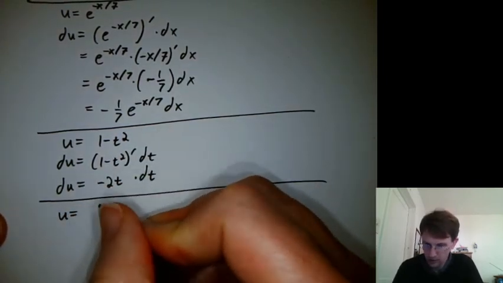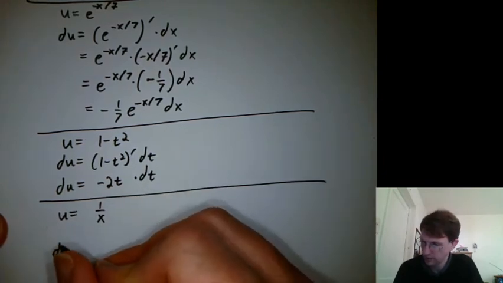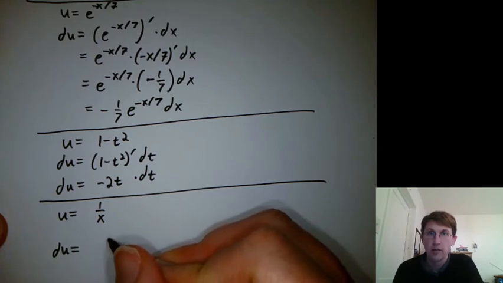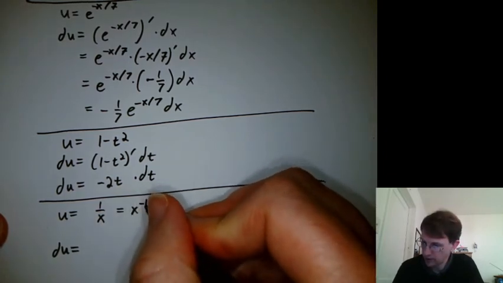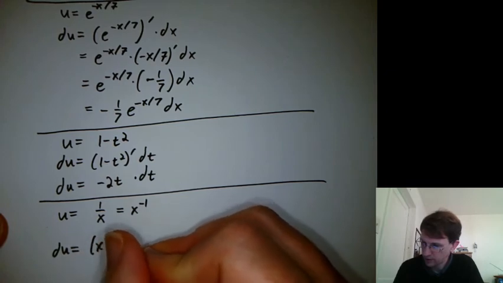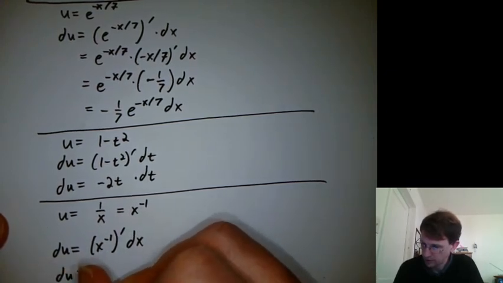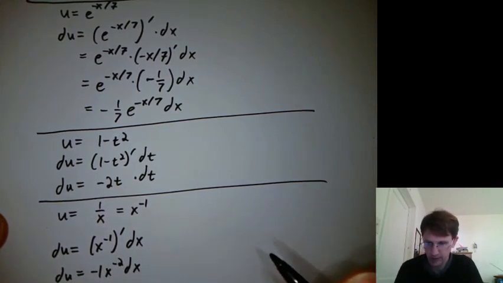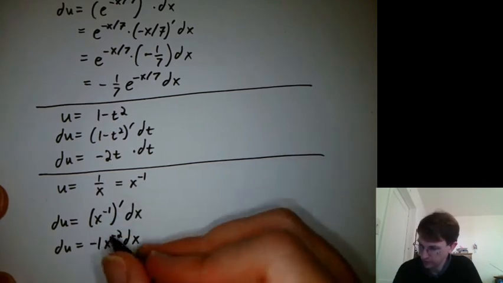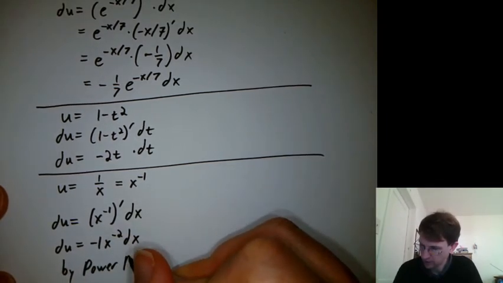How about u equals 1 over x? What is du? Well, to take the derivative of 1 over x, it's often helpful to write it as x to the negative 1. So we could think of this as x to the negative 1 prime dx. So du equals negative 1 x to the negative 2 dx by the power rule, the constant power rule.